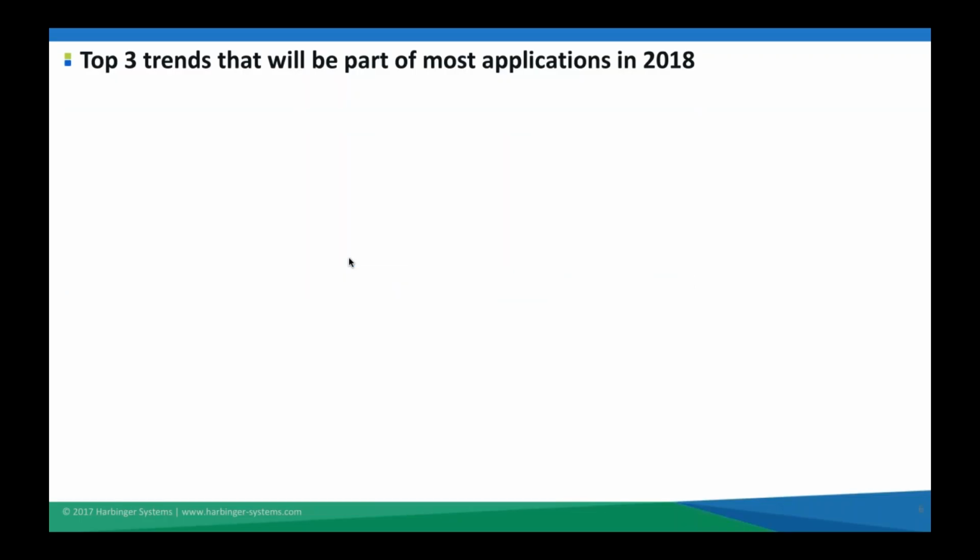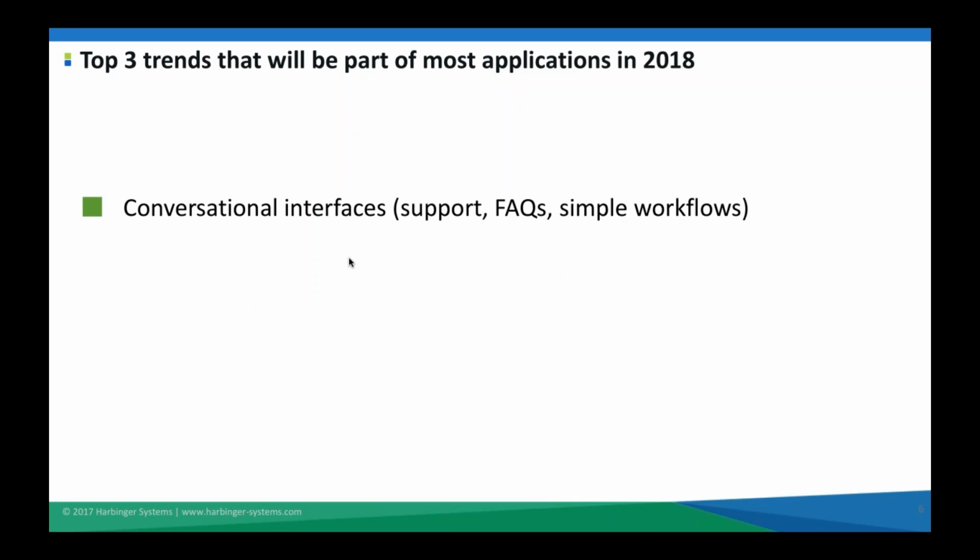So some of the things that we think are the top trends for most applications in 2018. So anything that you will buy next year, or you may integrate in your existing ecosystem, things that you will see in applications as new features. One is conversational interfaces, which we're going to talk about, and how they are going to be used in areas like support, frequently asked questions, and also to automate some simple workflows. So conversational interface is something that you will see in some of the new applications that you may buy or build yourself. So that's going to be an integral part.